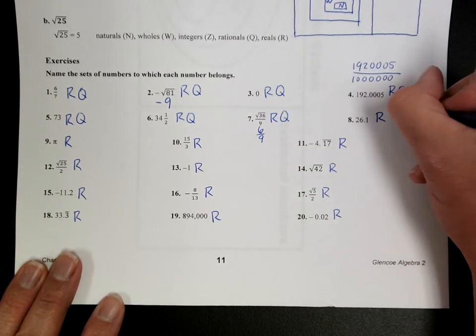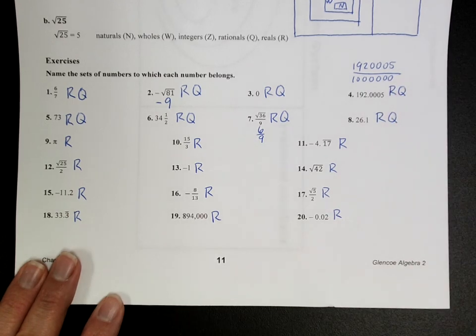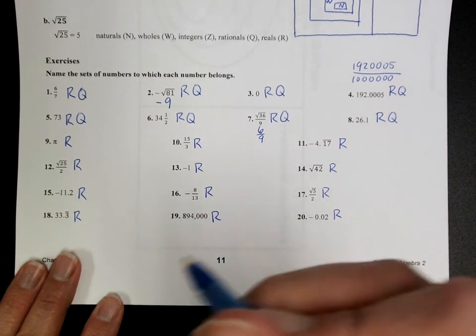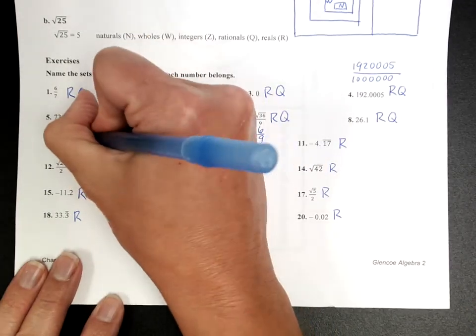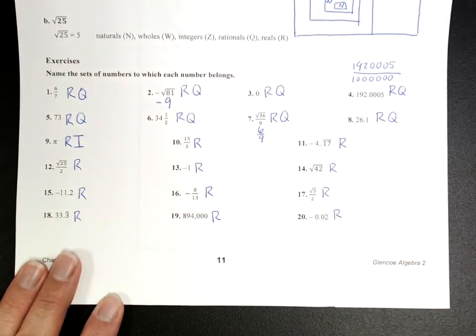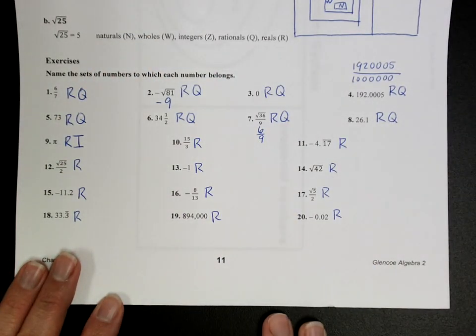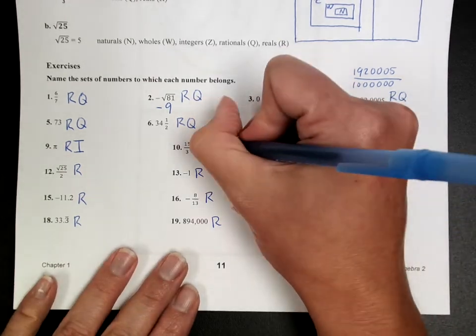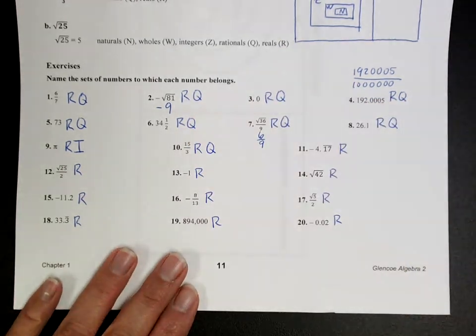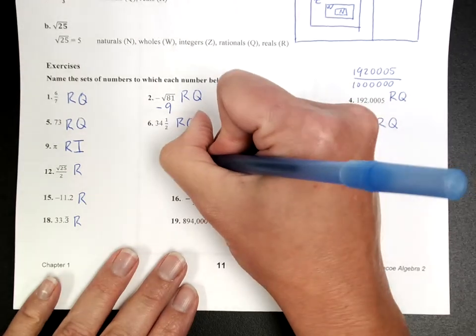26.1 can be written as a ratio. Pi, we've already identified pi. Pi is not a rational number, so I'm going to put the I for irrational. 15 over 3 can be written as a ratio, but I highly recommend you go ahead and reduce that. What is 15 divided by 3? That's just 5.